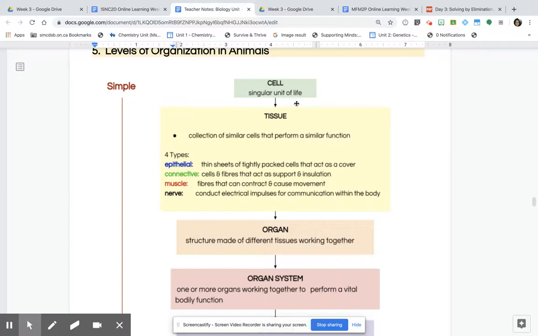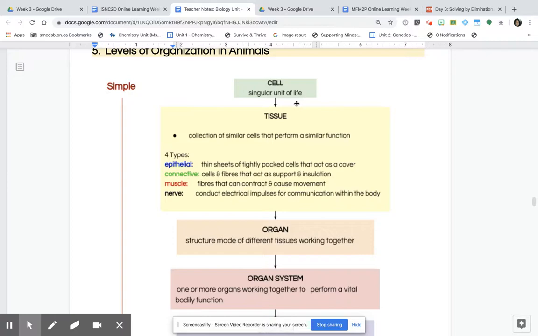And there's four main types of tissues. The first one is epithelial tissues, which are basically those thin sheets of skin cells or epithelial cells that are tightly packed together and they act as protection and cover. The next one is connective cells or connective tissues. And these are cells and fibers that are going to join together and act as support and insulation.